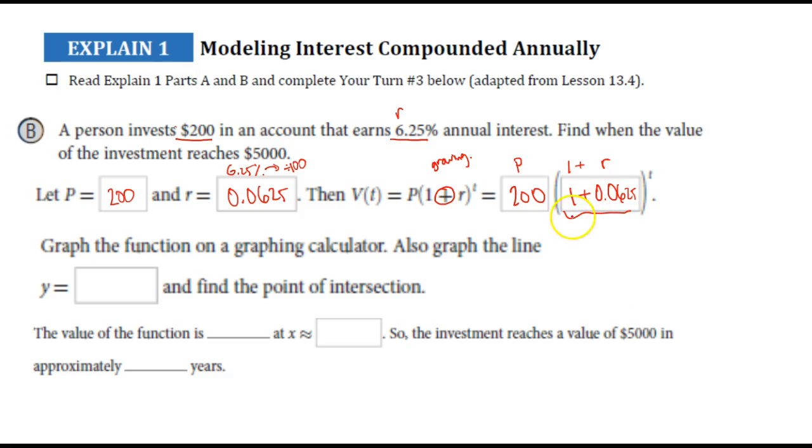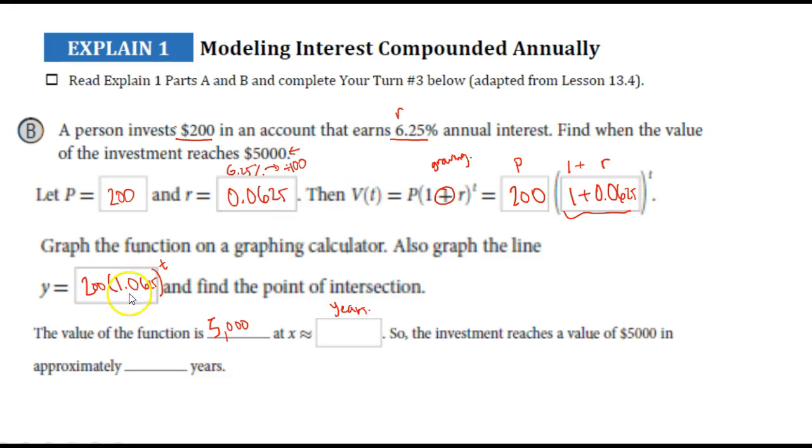So take some time to do that right now, because we're going to graph that function of $200 times 1.0625 to the t power. And they want to know at what point the investment will grow to about $5,000. So at what point, or how many years, it'll take this investment using this equation to reach $5,000.